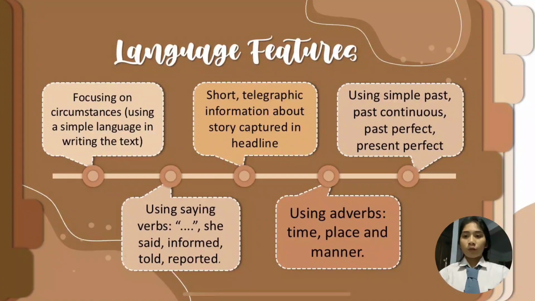Language features of news items. First, focusing on circumstances, using simple language in writing the text. Second, using saying verbs: she said, informed, told, and reported. Third, short telegraphic information about the story captured in the headline. Fourth, using adverbs of time, place, and manner. And the last, using simple past, past continuous, past perfect, and present perfect.